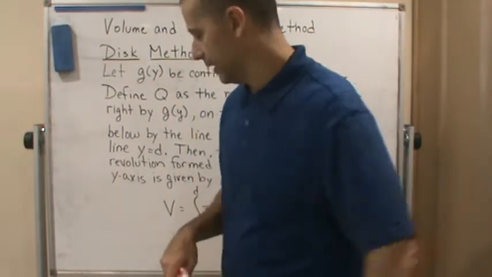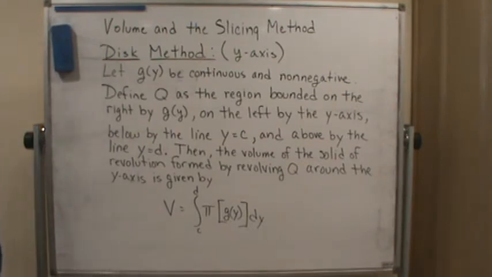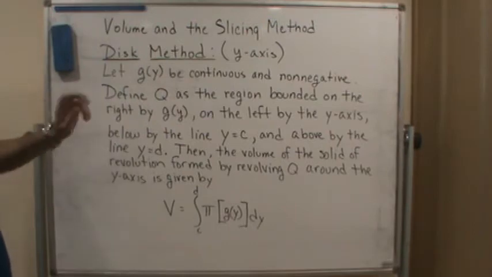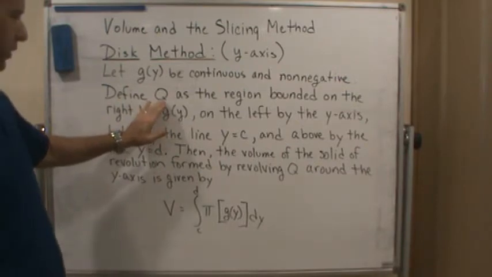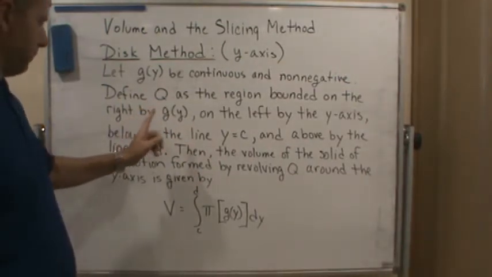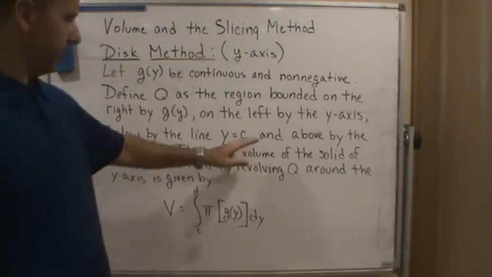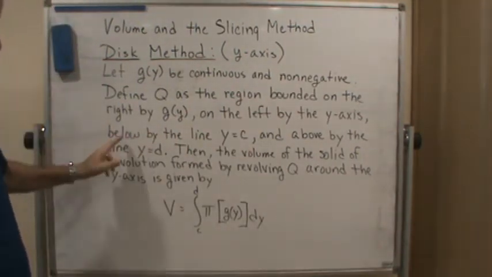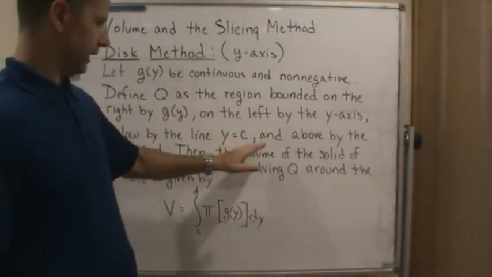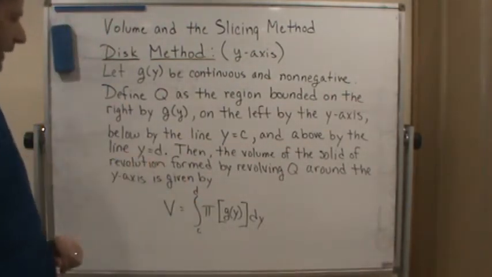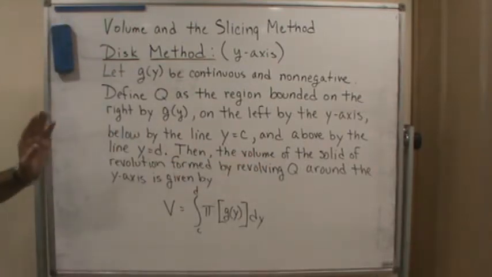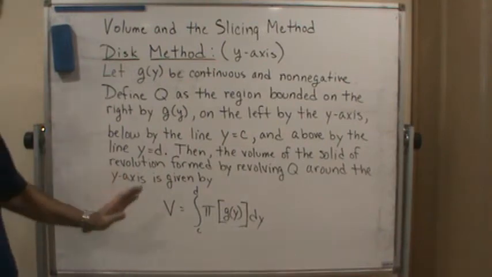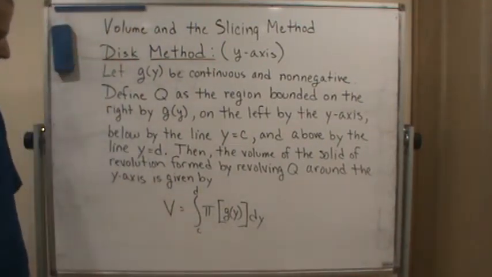Okay, so if we're going to do that, this is the rule by which you go. You let g of y be continuous and non-negative, then define the region Q bounded on the right by g of y, on the left by the y-axis, below by the line y equals c, and above by the line y equals d. And then the volume of the solid of revolution formed by revolving Q around the y-axis is given by this function. And so it's very similar, right?